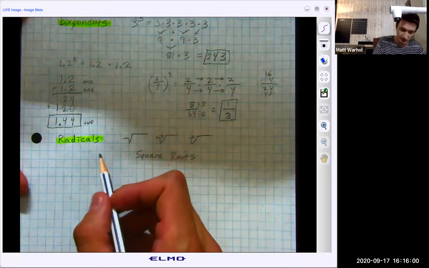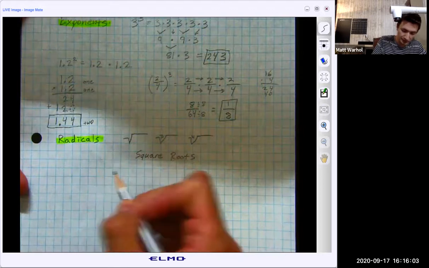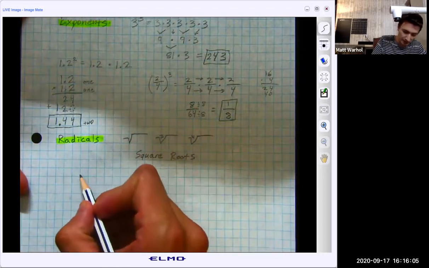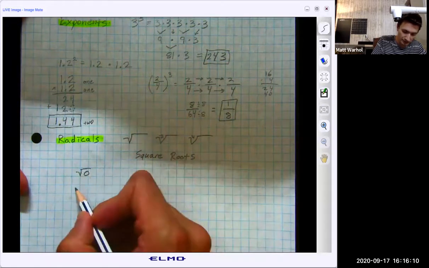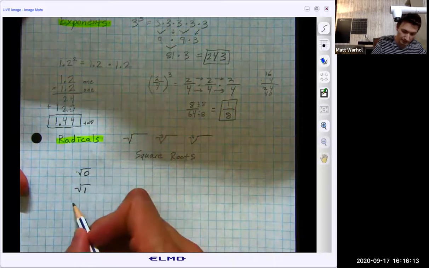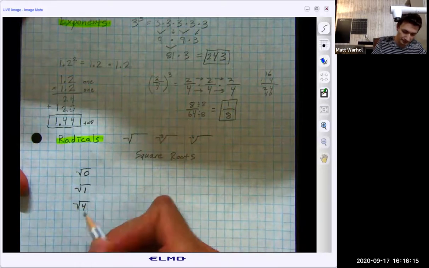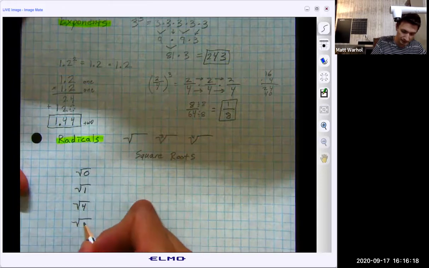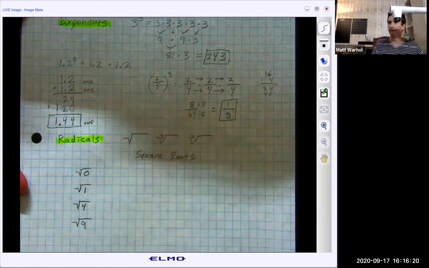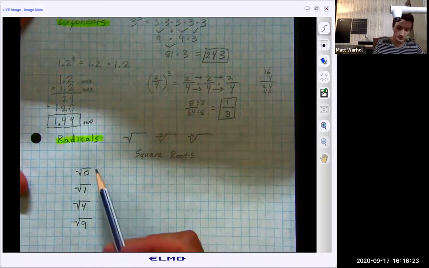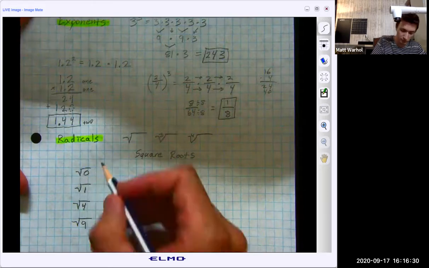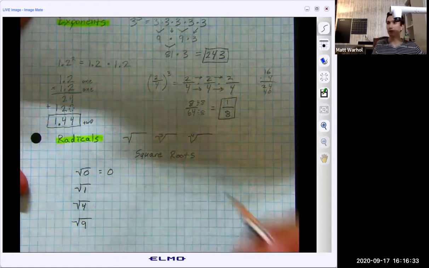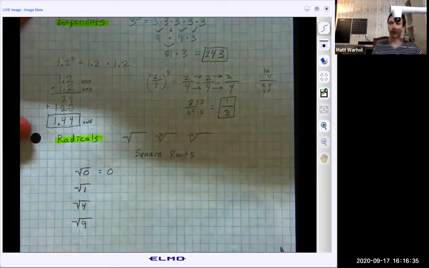Now, we could see something like this. Let me just create a list of some square roots over here. These are going to have some common features here. Let's talk about the square root of 0, the square root of 1. I'm going to skip a little bit, the square root of 4, and let's do the square root of 9. This means what times itself, that's what that square root symbol means, that radical. What times itself makes 0? Well, 0 times itself is 0. So we'd say the square root of 0 is 0.